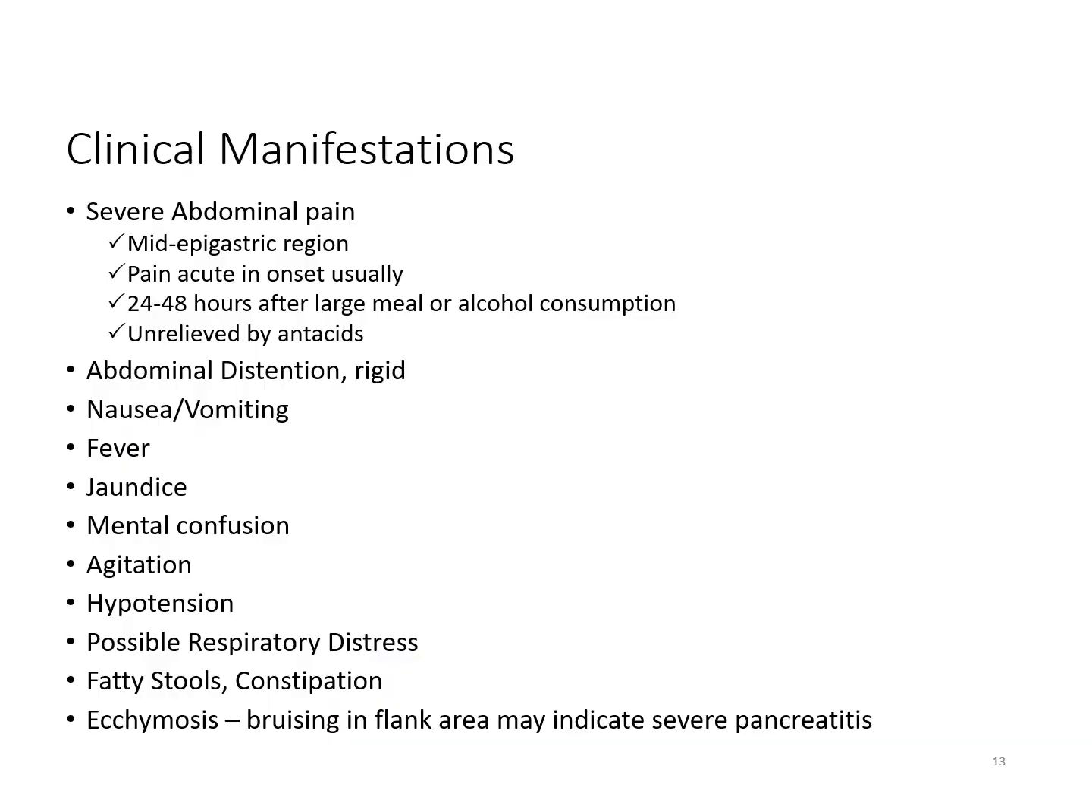All right, so what are you going to be seeing in your patients? Things like severe abdominal pain in the mid-epigastric region. It's usually acute, so 24 to 48 hours after a large meal or alcohol consumption, and it's unrelieved by antacids, because the enzymes are just doing bad things at this point. Abdominal distension can be rigid, nausea, vomiting, fever, jaundice. So remember, we talked about jaundice under the gallbladder already, right?